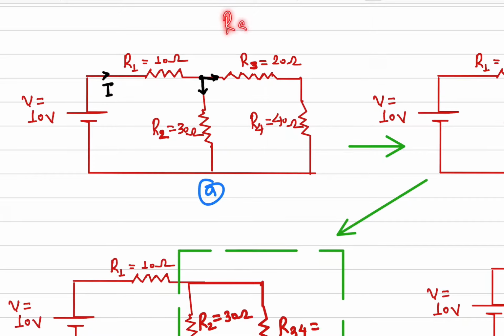So the formula for series, I'll just write down here. In this case, we have R3 and R4. In series combination, the formula would be R3 plus R4. And I'm calling this R34, which stands for the series combination of R3 and R4.